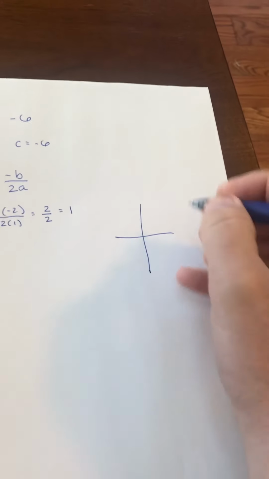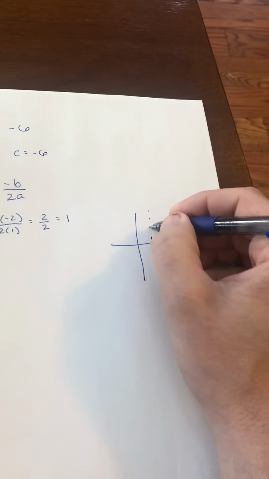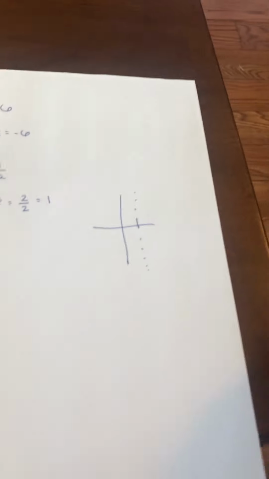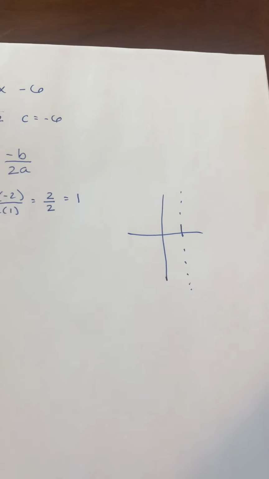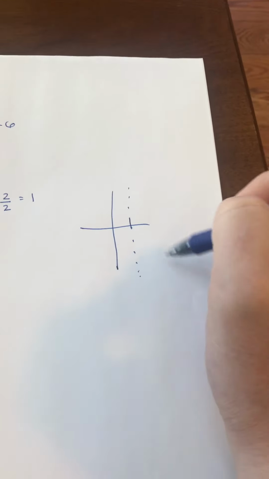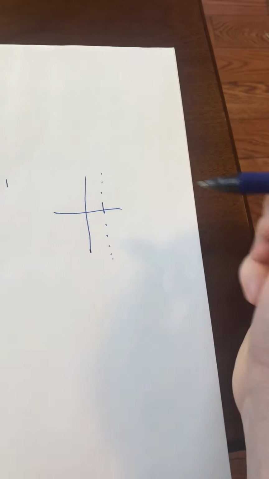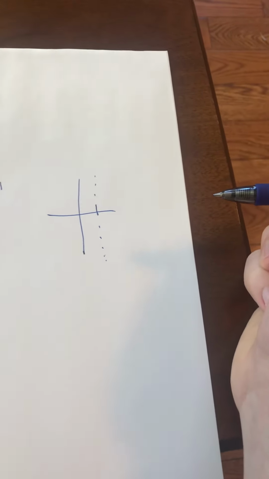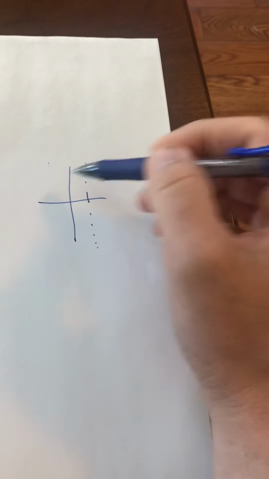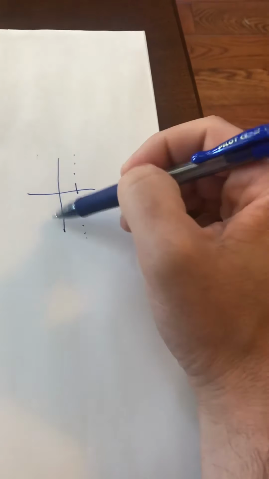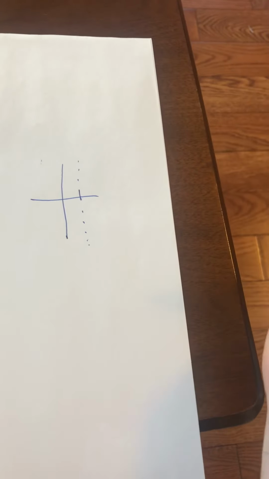In our mind, what that means is that our parabola is centered on the line x equals 1. I don't know if it's going to be an upside down parabola or a right side up parabola. In fact, I could use the a value to tell me that. In this case, the a value is positive 1, so it is a right side up parabola, but I don't know exactly where it's going to finish.